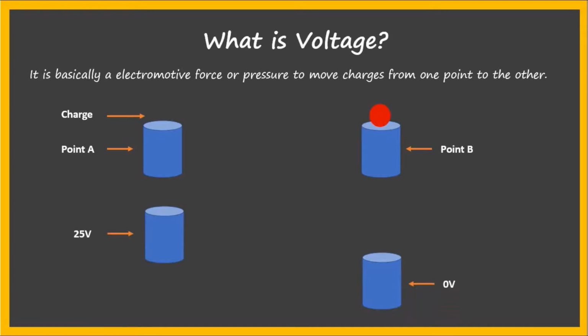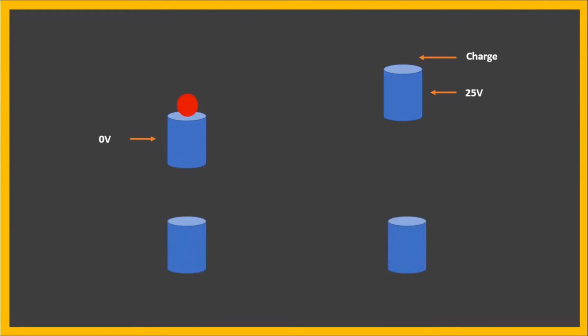Remember, charges only move towards the low voltage point. Say point A is at 25 volts and point B at 0 volts. Then charges move from point A towards point B. Similarly, this animation is also describing the same process. Note here, when both points are at the same voltage, there is no movement of charges.